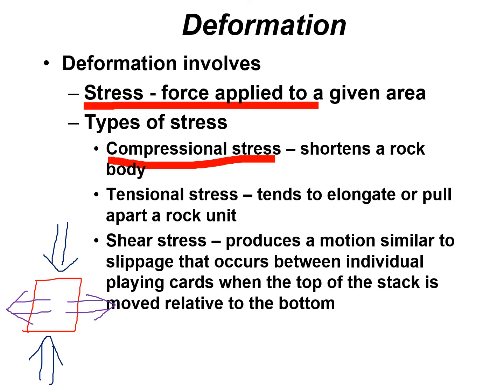Now, the third stress that we're looking at here is shear. Now, shear typically happens at an angle relative to the compression and the extension. And so we've drawn in the various angles like that. And so this angle here typically is about a 60-degree angle.